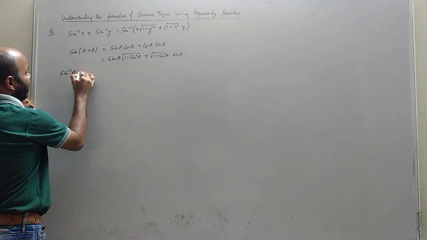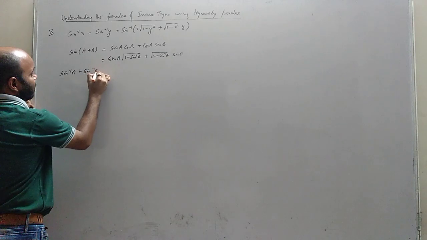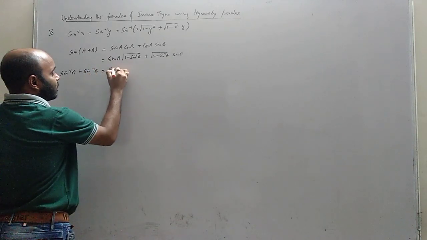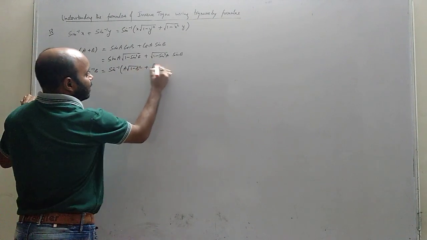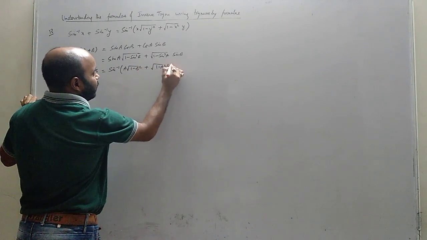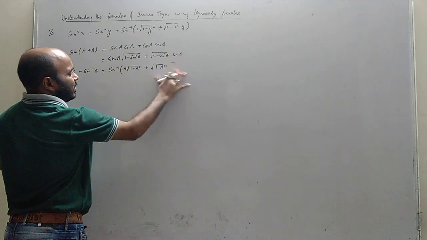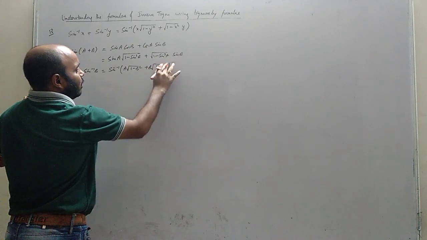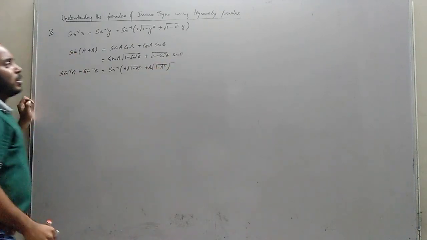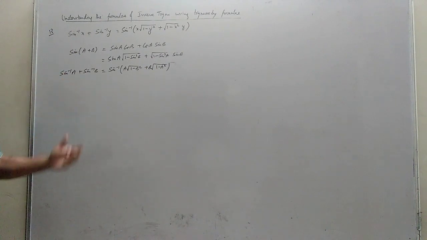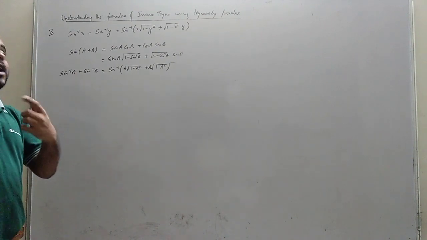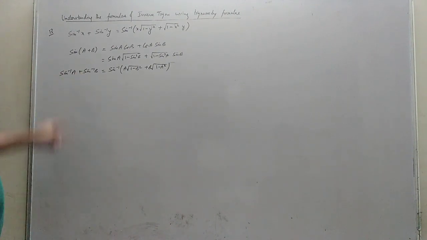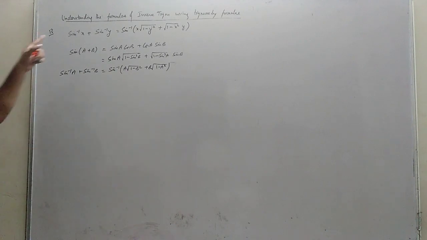Sin inverse a plus sin inverse b equals sin inverse of a under root 1 minus b square plus under root 1 minus a square into b. We basically write this b in front. Okay. So understand how we are getting the formula. Either you understand these methods of getting it, or there is only one option left with you. What is that? Mugging up. So mug up if you don't remember these things or don't understand them. Now this is one formula.